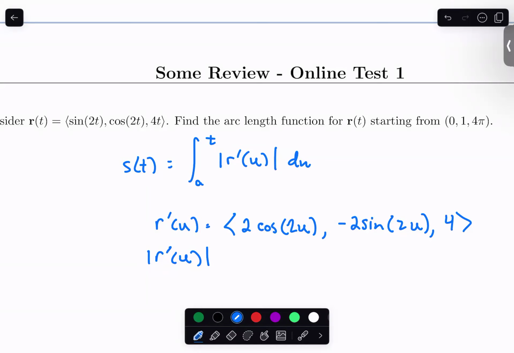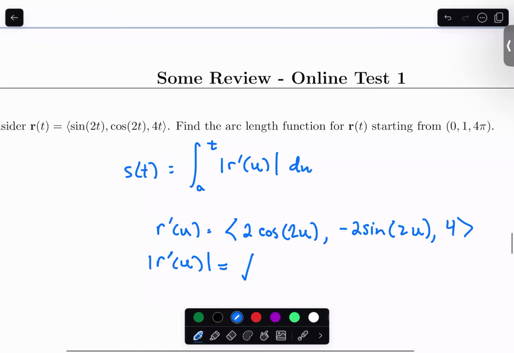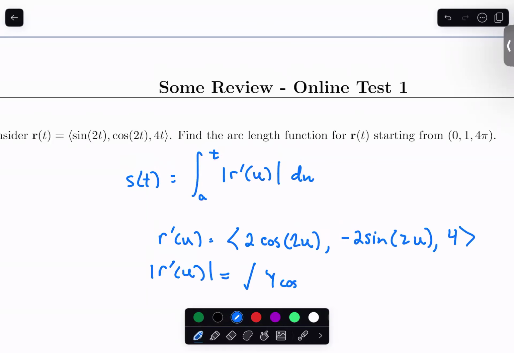Okay. Now, this is the thing that I need to find the magnitude of. So the magnitude, just like we did back in 12.2, you're going to take each component and square it. So let's see, 4 cosine squared of 2u. Negative 2 squared is also going to be 4 sine squared of 2u. And then 4 squared is going to be 16. So again, square each piece, sum them together, throw them under a square root. That's the magnitude.